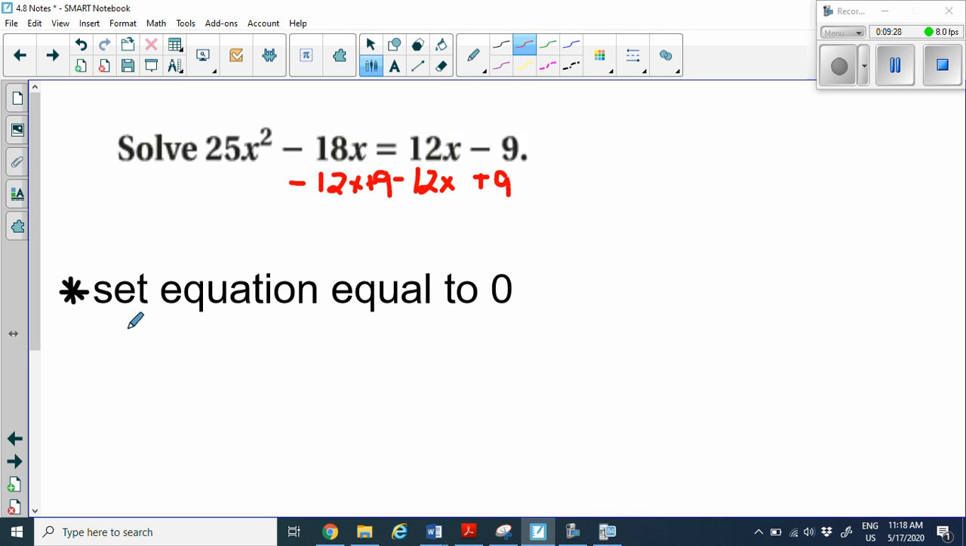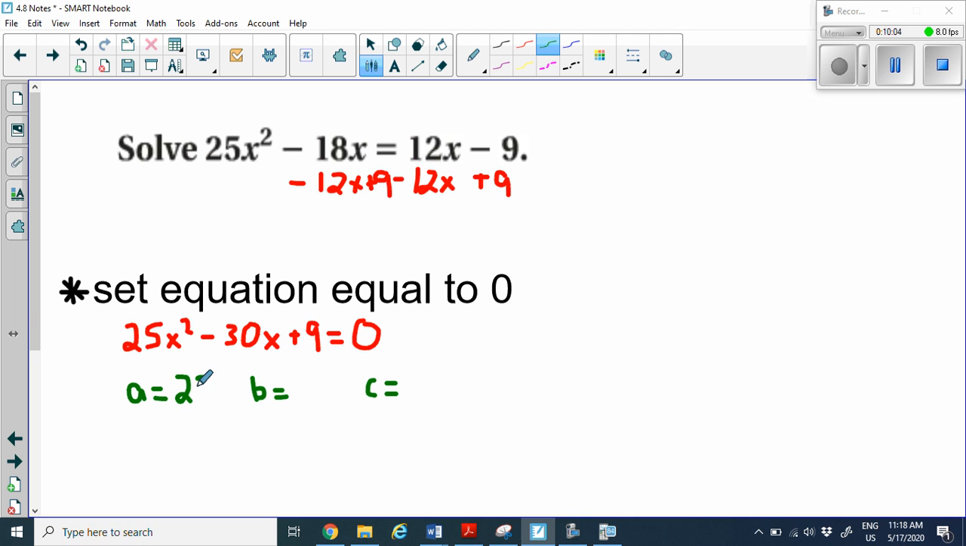Okay, rewriting this, I have now 25x squared. Now I have to do -18x minus 12x. That gives me -30x. Then plus 9, and that's going to be set equal to 0. Now that it's set equal to 0, I'm going to identify my A, B, and C values. Okay, my a, remember, is going to be the number in front of the x squared. In this case, it's 25.